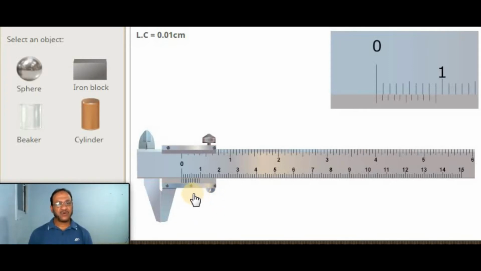Today we will do two more experiments with Vernier. Already we have done one experiment, to find the volume of a sphere. Today we are going to do two experiments. The first one is to find the inner volume of a beaker, and the second one is to find the volume of a cylinder. Okay, all of you write down in your observation notebook the aim of the experiment.